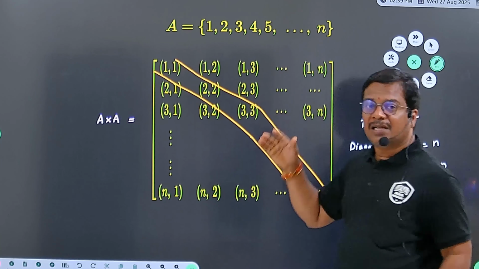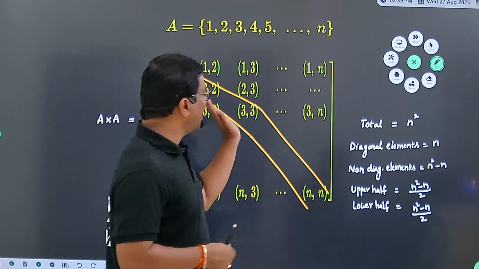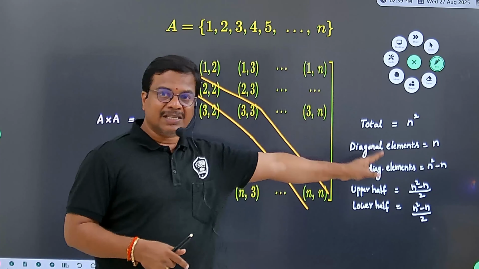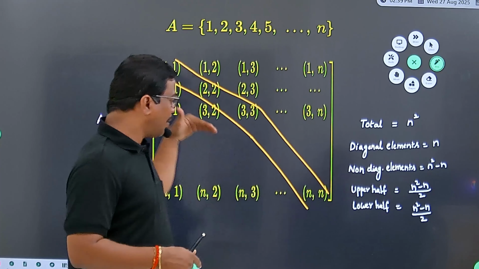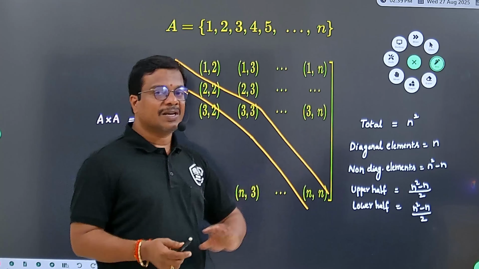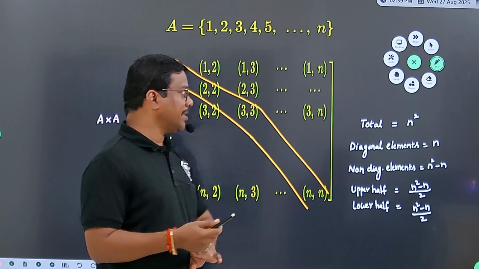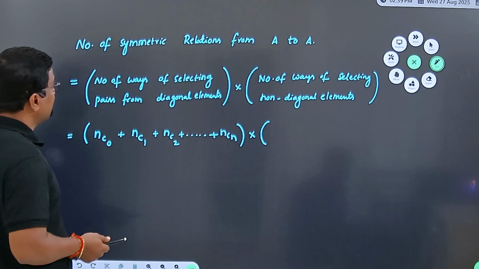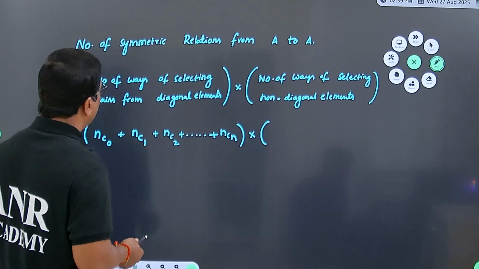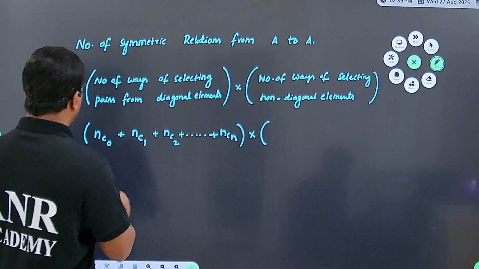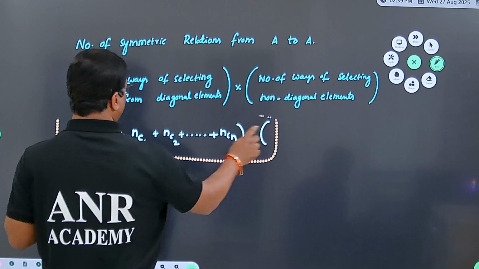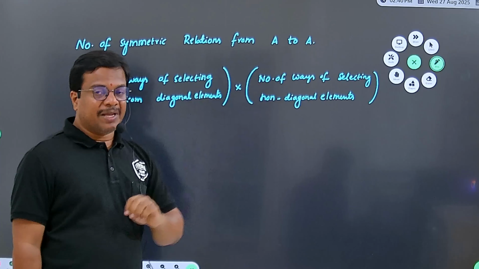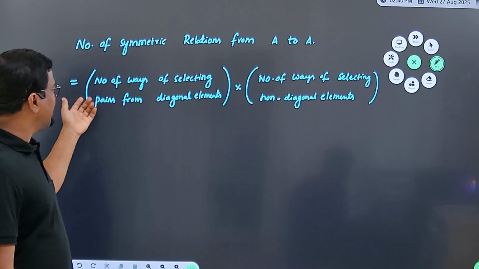And non-diagonals are divided into two portions, upper half portion and lower half portion. Upper half portion consists of (n square minus n)/2 elements, and lower half consists of (n square minus n)/2 entries. Now let us cross check the number of symmetric relations from A to A. The total number of symmetric relations from A to A, I am going to write like this.